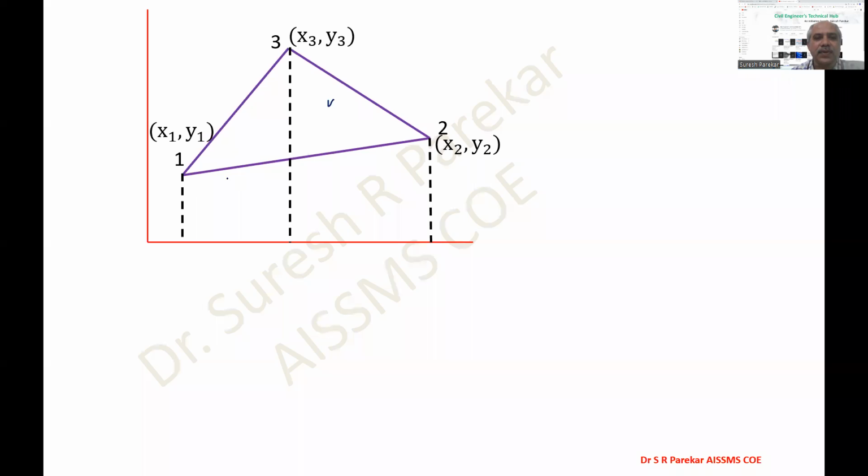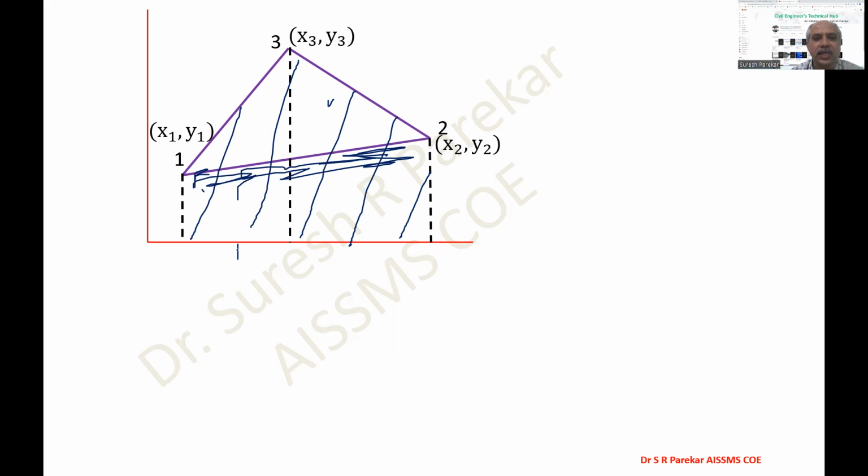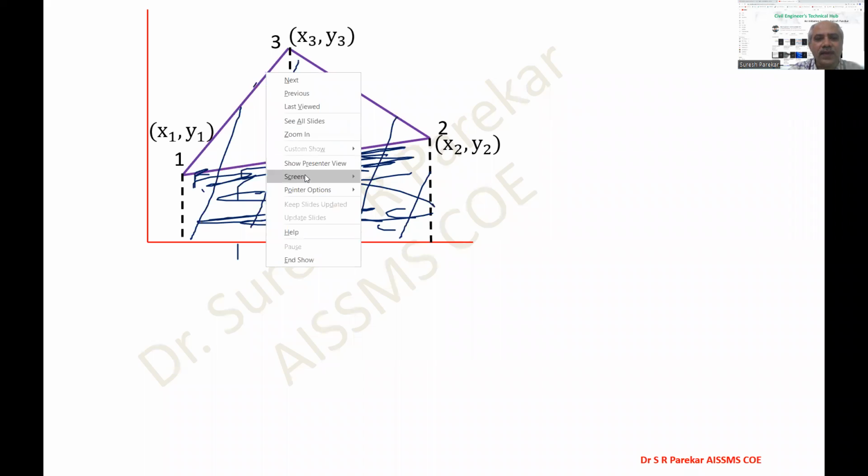So now we have this triangle. I have taken these lines, and now I will consider first the whole part. From this whole part, I will subtract this part, which is below the triangle. So we have to subtract this part which is below the triangle, and that will give me the area of this triangle. So now we will calculate it.